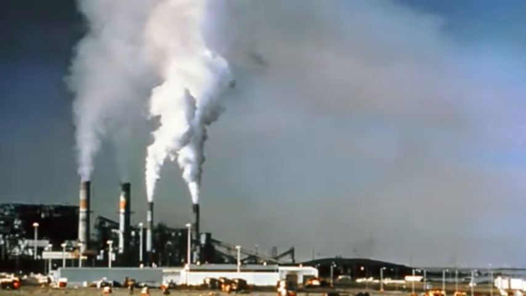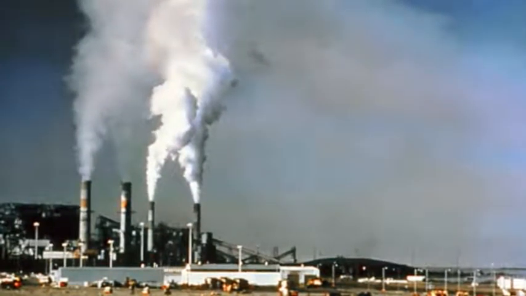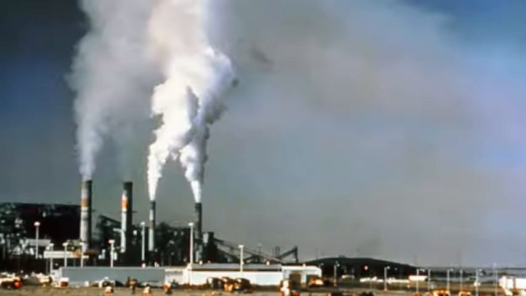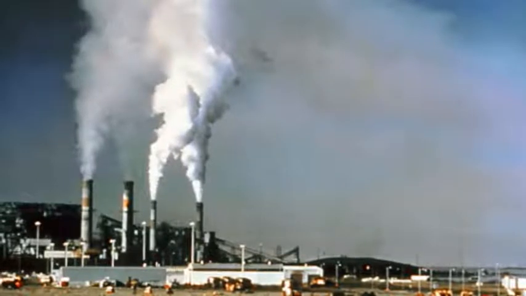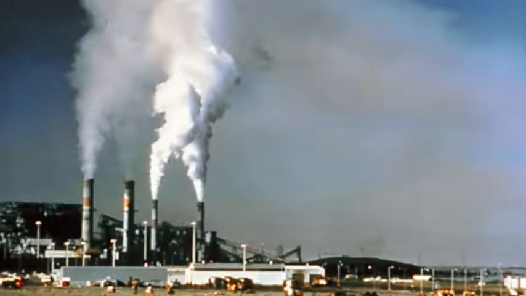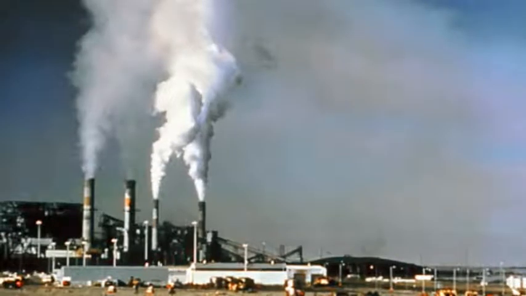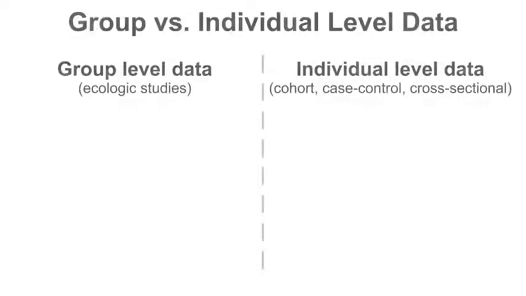Sometimes the health outcome occurrence, proportions, or rates is only known at a group level. For example, the yearly mortality or death rate from chronic lung disease in these same cities with measured air pollution levels. Let's compare group and individual level data.